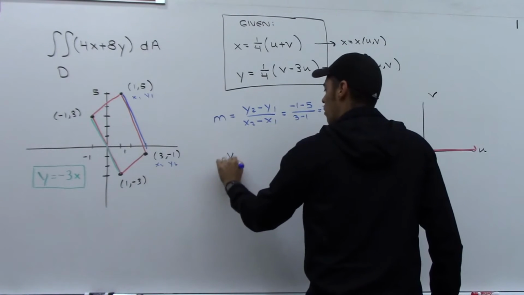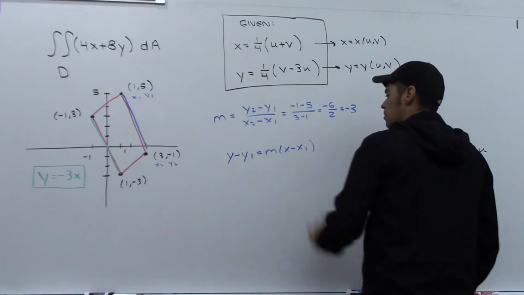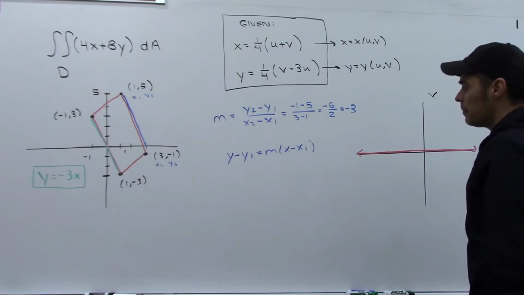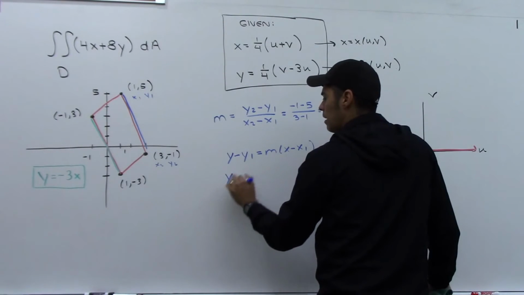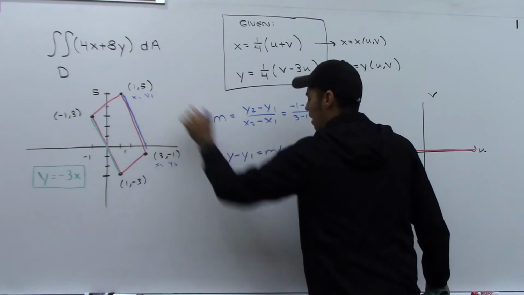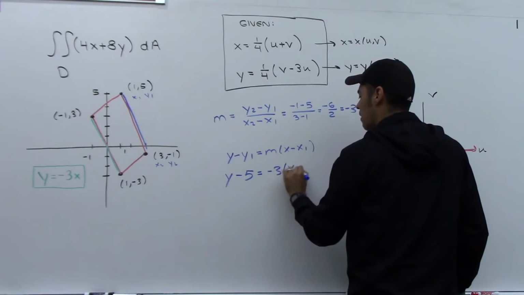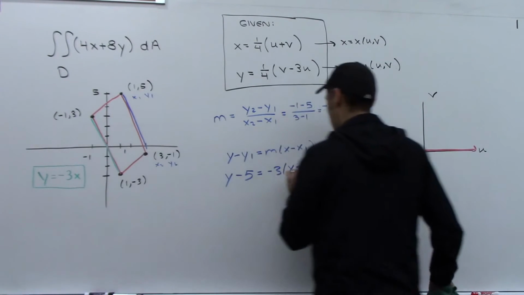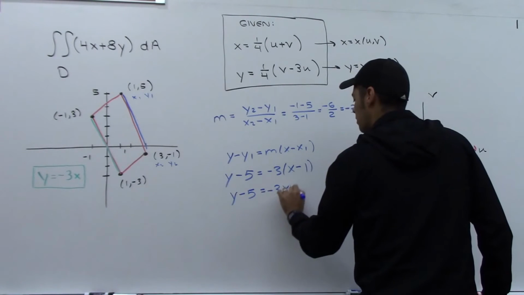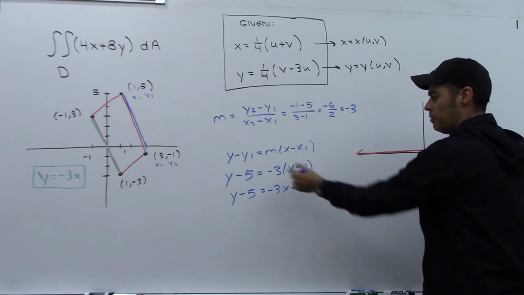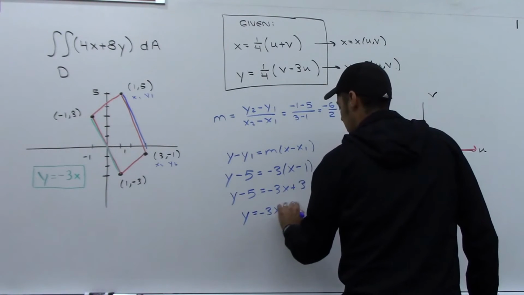And then I use this formula, y minus y1 equals m times x minus x1. This was what was called the point slope form of a line. I know m. I know x1 and y1, so this is going to become y minus 5 equals m, which is negative 3, times x minus 1. So this is y minus 5 equals negative 3x plus 3, distributing through. And then you get y equals negative 3x plus 8.